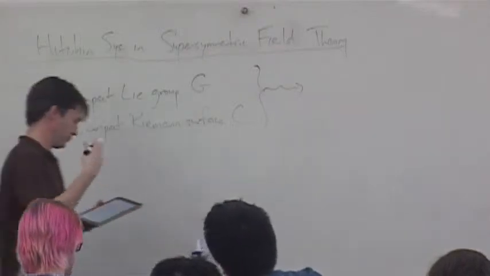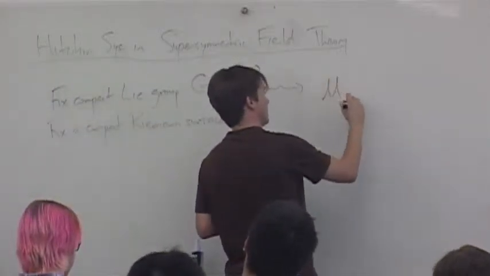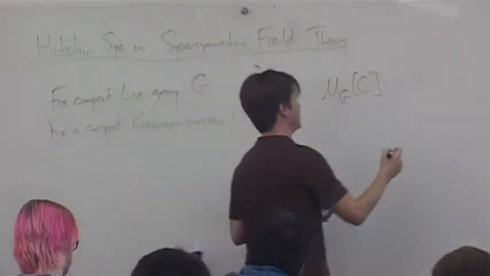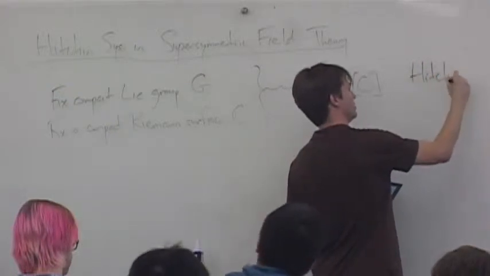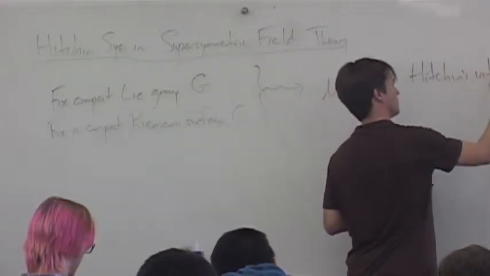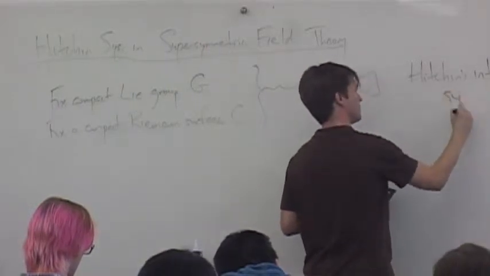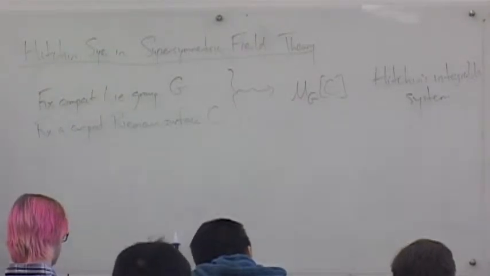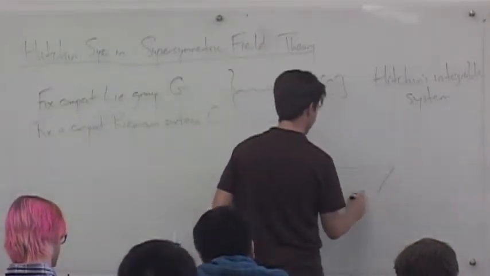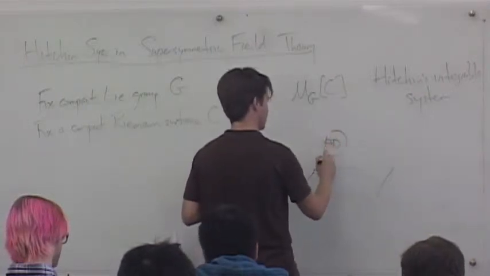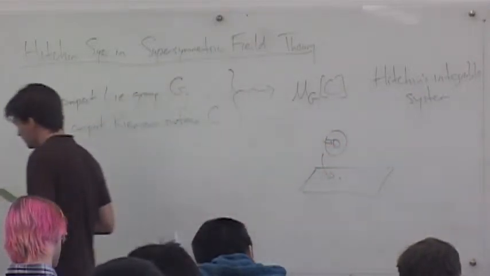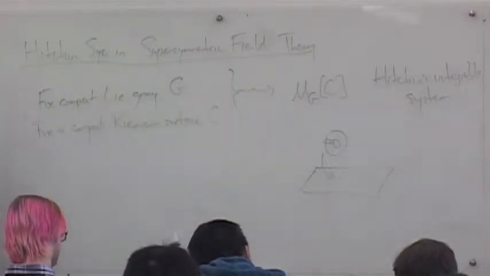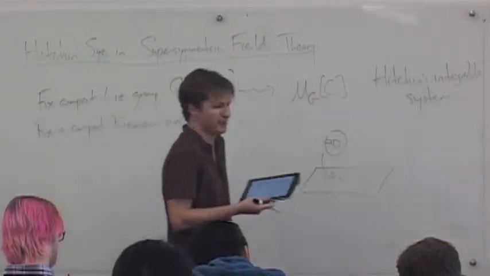From these data, as presumably many of you know, there exists a kind of famous space, which I'll write M_G of C, which is Hitchin's integrable system. Among its well-known properties are, first of all, that it is indeed a complex integrable system. So it comes to you as a torus fibration over some base, where the dimension of the base is the same as the dimension of the fibers. It's a holomorphic symplectic manifold.